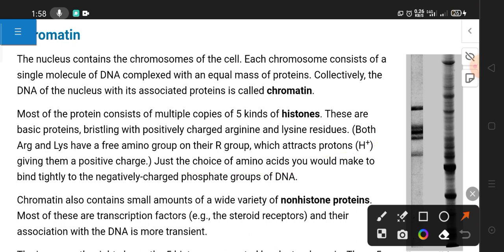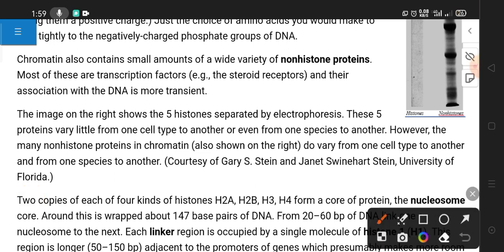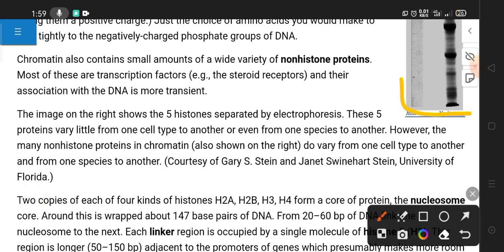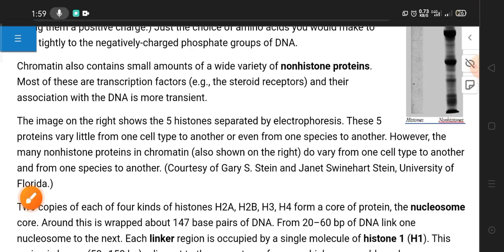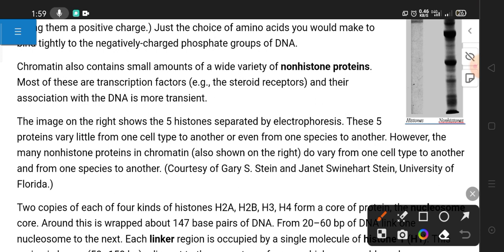Deoxyribonucleic acid. The chromatin also contains a small amount of a wide variety of non-histone proteins. Most of these are transcription factors such as steroid receptors, and their association with DNA is more transient. The image on the right shows the five histones separated by electrophoresis. These five proteins vary little from one cell to another or even from one species to another. However, there are many non-histone proteins in the chromatin that do vary from one cell type to another and from one species to another.